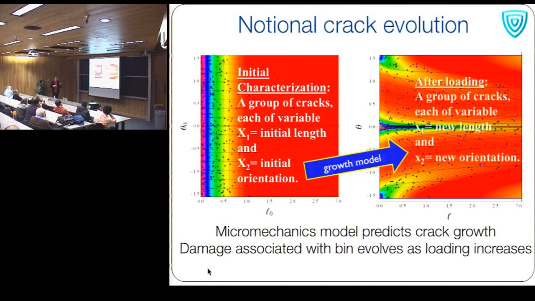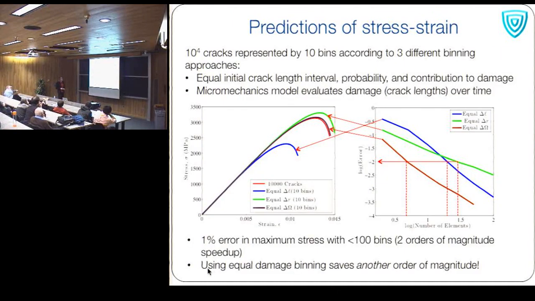And after loading, we have a group of cracks now with a new length and maybe a new orientation. So this is where the rubber hits the road. This is really the punchline if you didn't follow the rest of it. We had 10 to the 4th cracks. We put those 10 to the 4th cracks into our micromechanics model, represented each one of them individually. And that is this red curve right here, the stress versus strain predicted from the model for that.